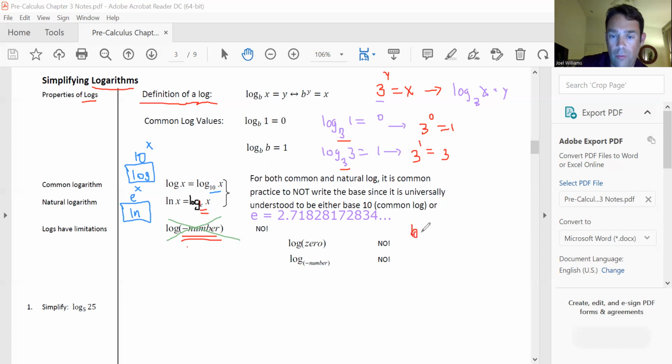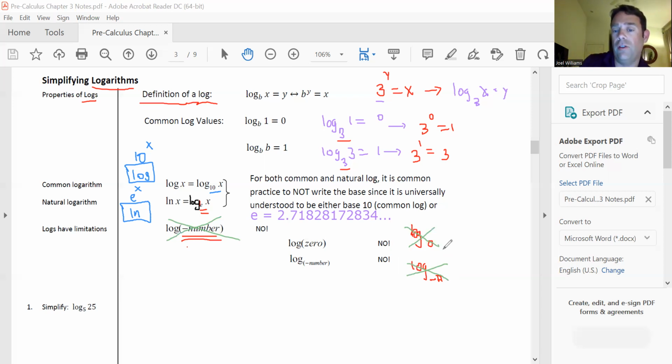You can never have a log of base 0, and you can never have a log where the base is a negative number. These also are no good. You can't take a log of base 0, and you can't take the log of a negative number. All right, these right here are bad, you cannot do it. You also really should never take the log of base 1, but that's another story. It's not a big deal.